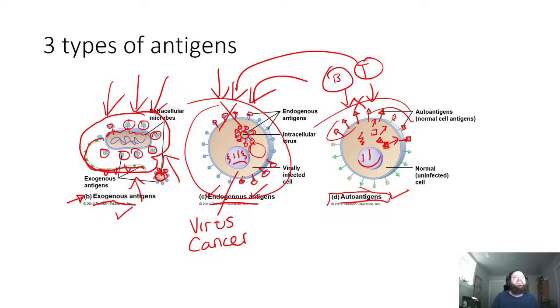Okay, so that's just a brief overview of the start of the adaptive immune response. In the next lecture, we're going to go over the B cells and T cells in specific detail and talk about what they're doing. And I'll see you then.